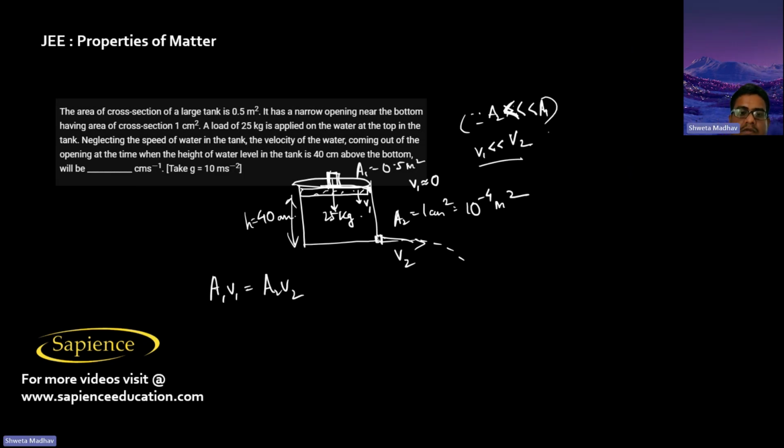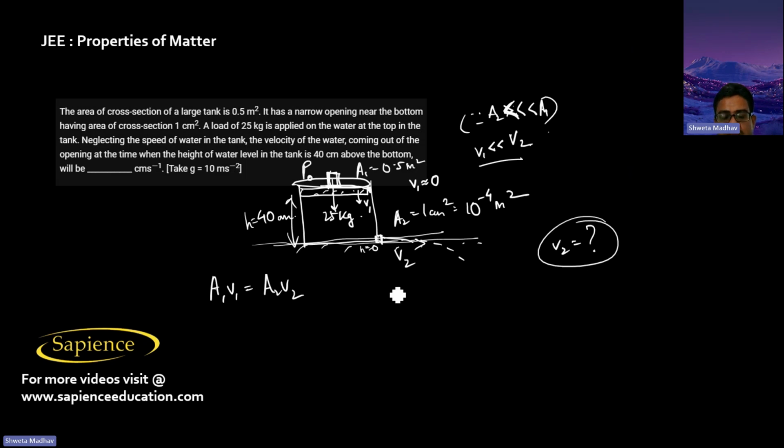here a load of 25 kg has been placed. So the pressure outside is P naught. Here for the opening we can take the height as 0 only, the height of the opening from the ground level, as approximately nearly 0 only. So this V2 only we have to find out.